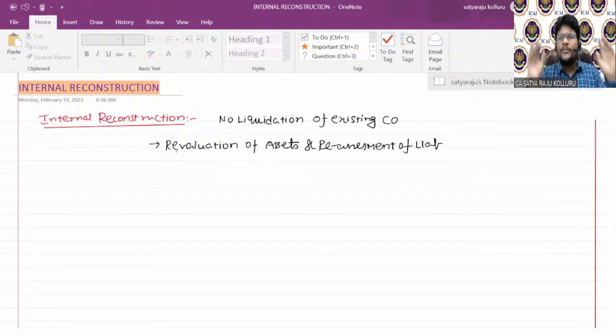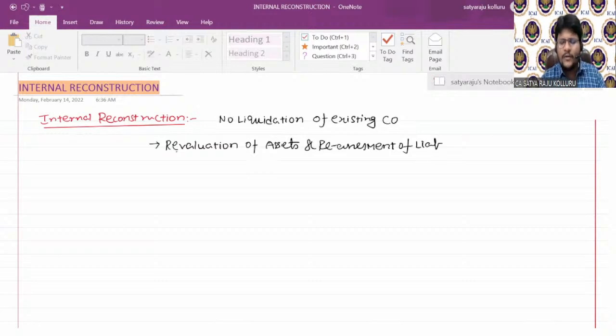Our ultimate objective is this: a huge profit and loss account debit balance is there on the asset side of the balance sheet. If I speak in terms other than the Schedule 3 format, the profit and loss account debit balance is there on the asset side of the balance sheet. If I'm talking with respect to Schedule 3, there is a huge negative balance under reserves and surplus with respect to the profit and loss account. Such profit and loss account balance I need to nullify with profits derived from the process of internal reconstruction.